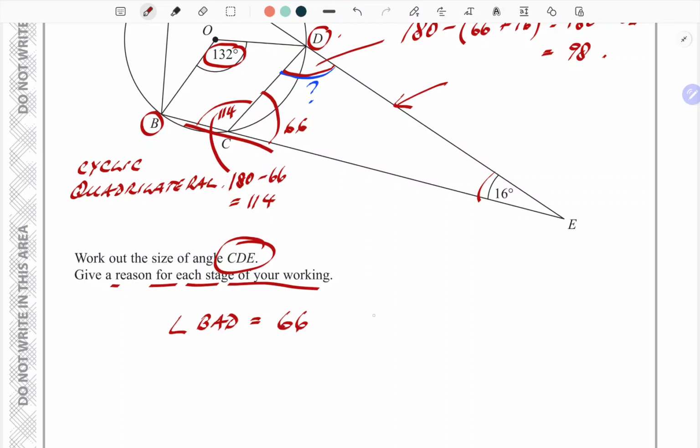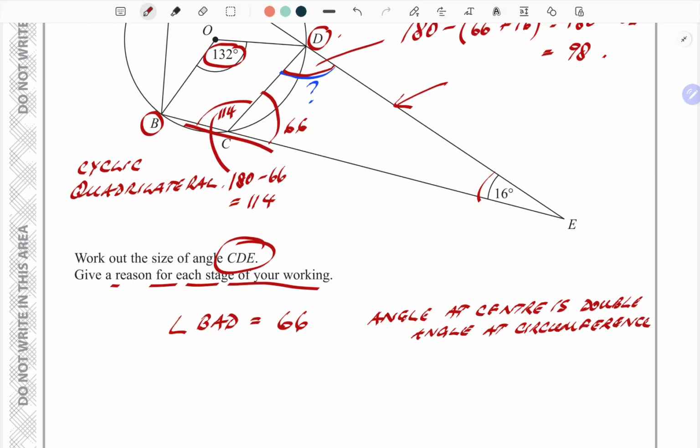equals 66, and the reason for that is angle at center is double angle at circumference. And then the next thing is angle BCD is 114, and you can show a calculation, I suppose.